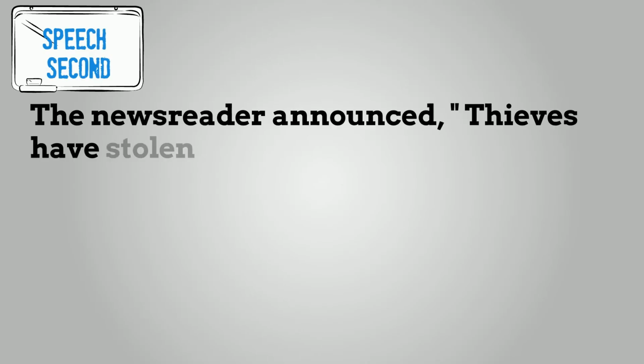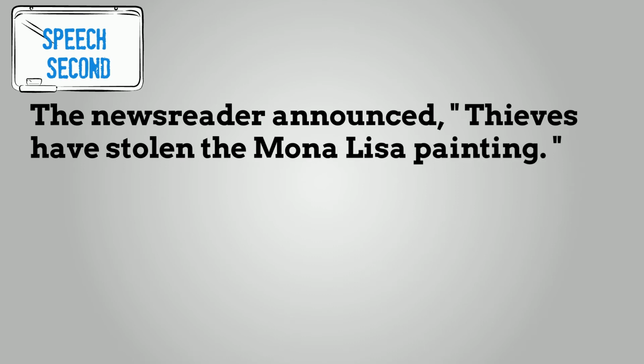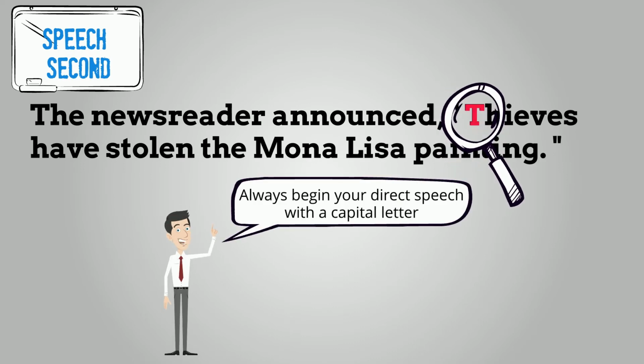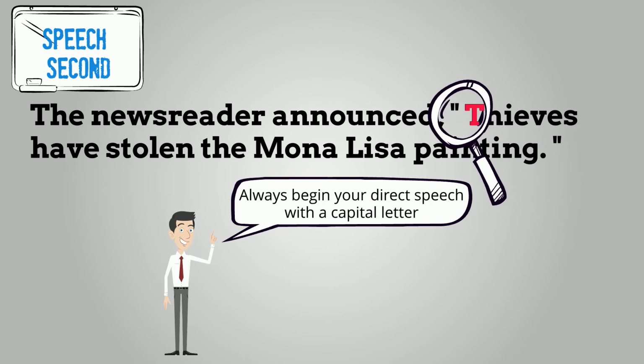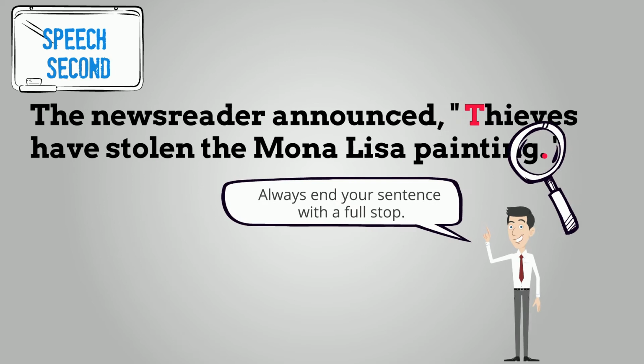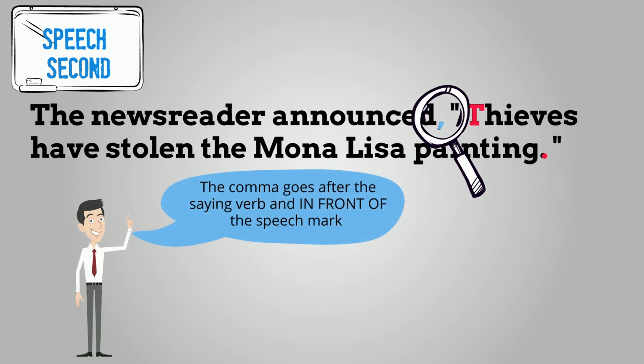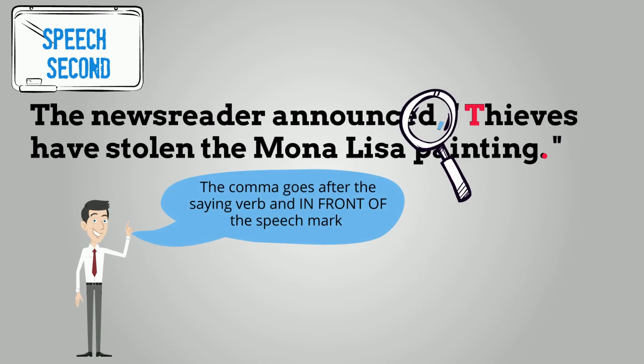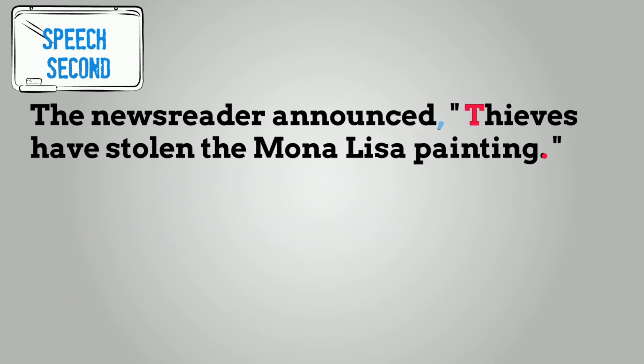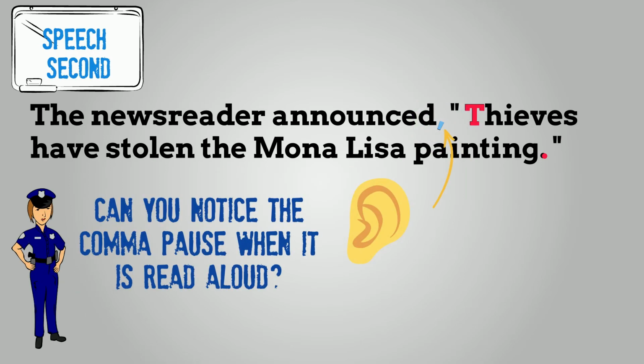Speech second. Always begin your direct speech with a capital letter. Always end your sentence with a full stop. The comma goes after the saying verb and in front of the speech mark. The newsreader announced, "Thieves have stolen the Mona Lisa painting."